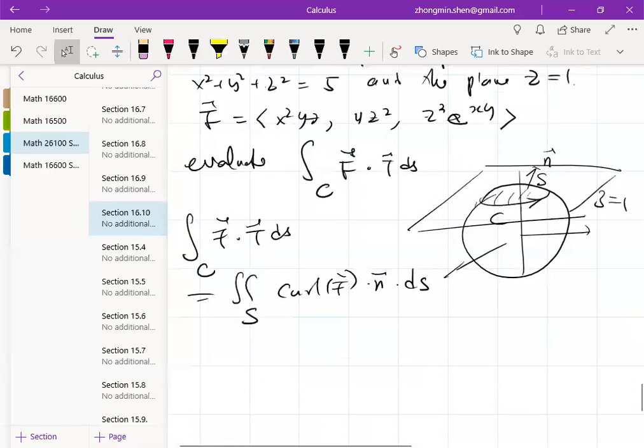Maybe that's easier to do, similar to the application of Green's theorem. The curl of the vector field is going to be the determinant of i, j, k, partial derivative x, partial derivative y, partial derivative z.